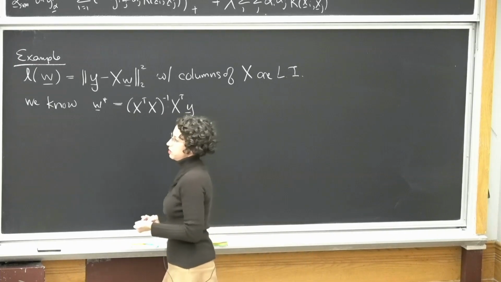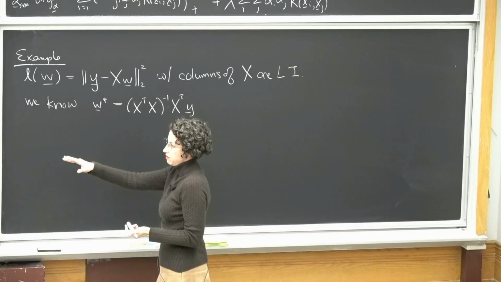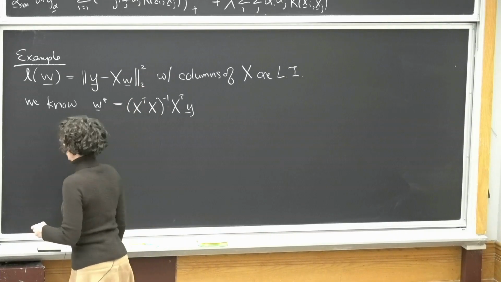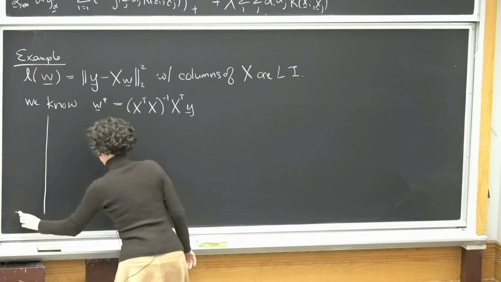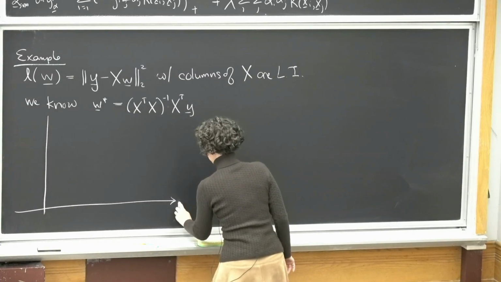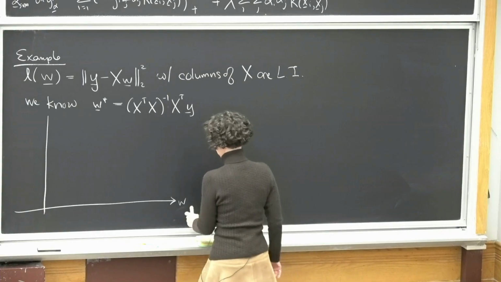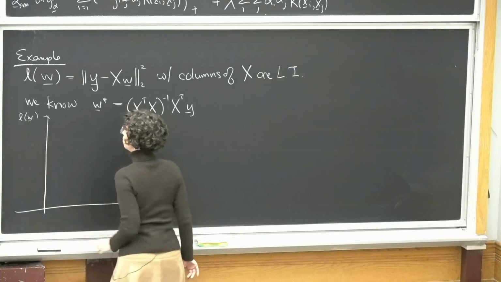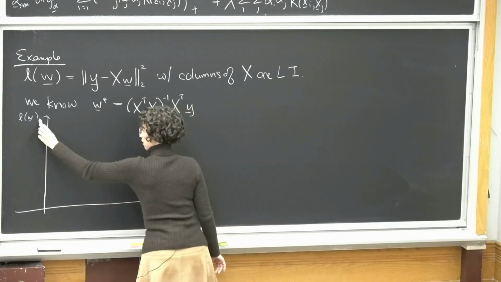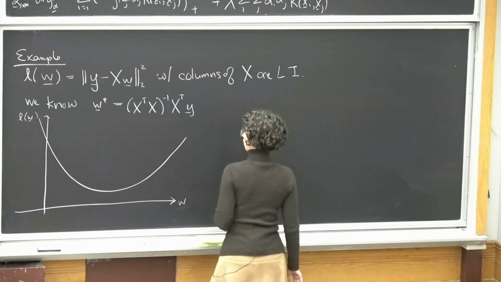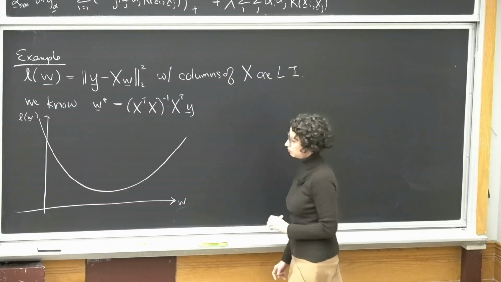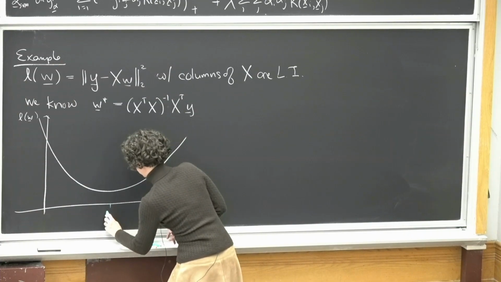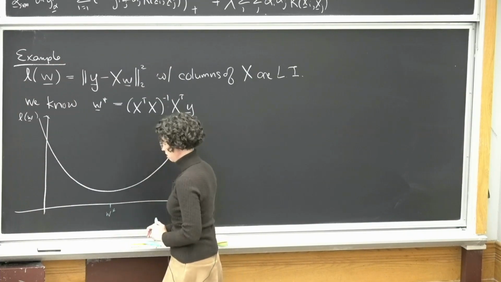Okay, but now what I want to do is think about this definition of convexity in the context of this example. So imagine that W is one-dimensional. So we just have one W here, and then we are going to plot L of W. And here's my function. And so in this picture, right here is W star.